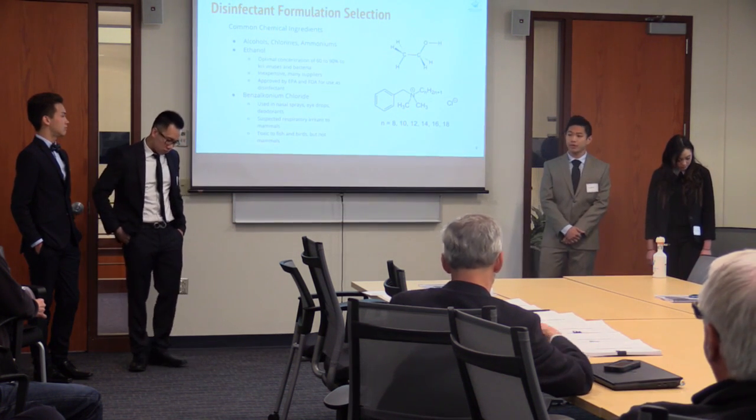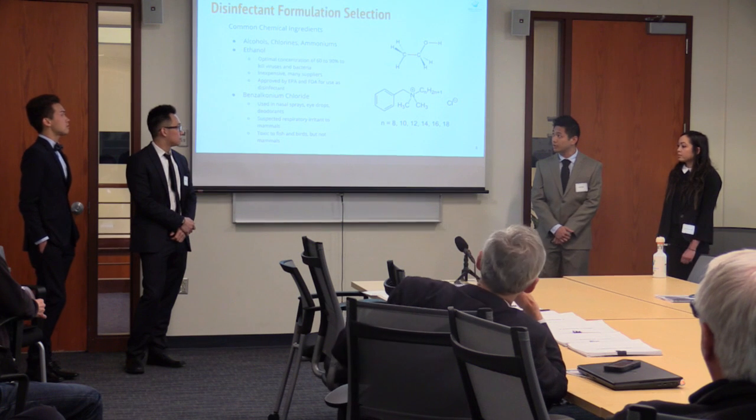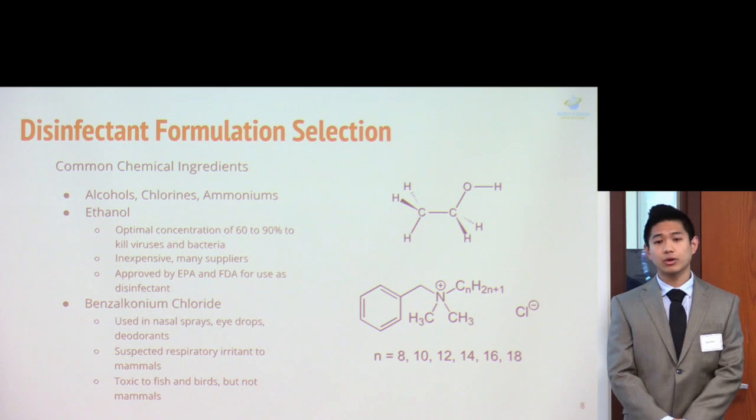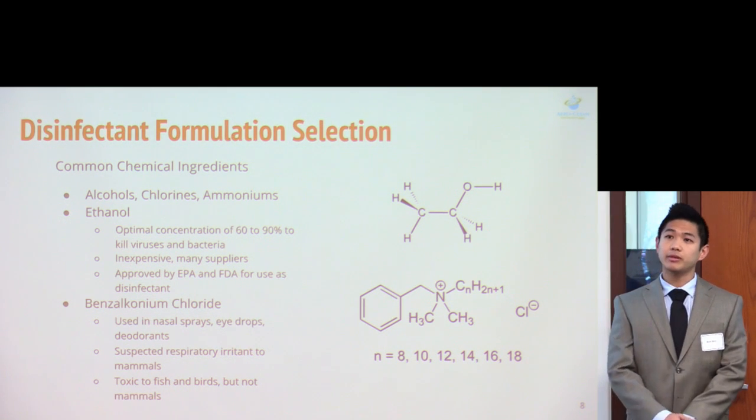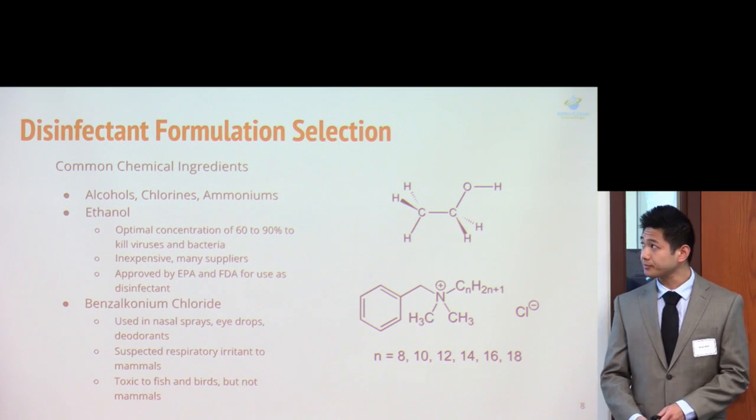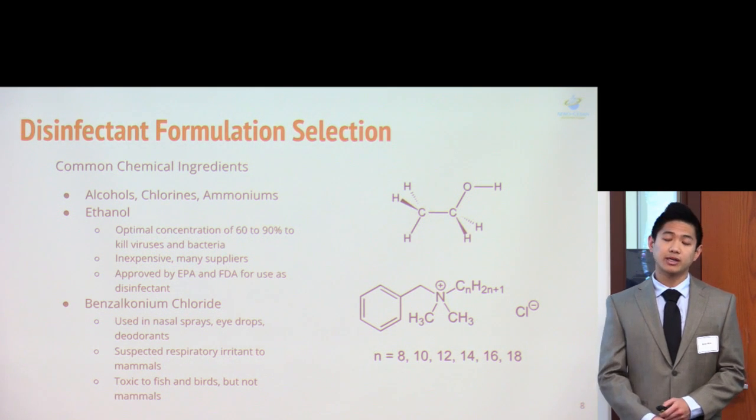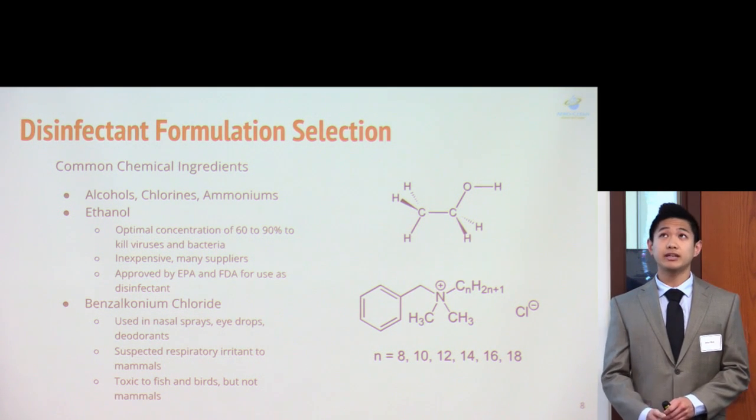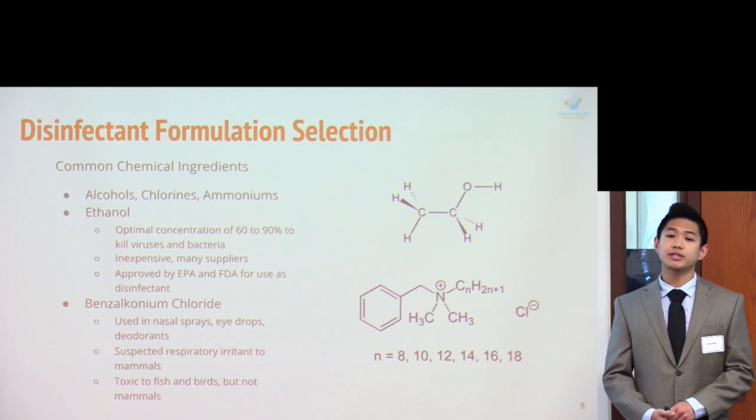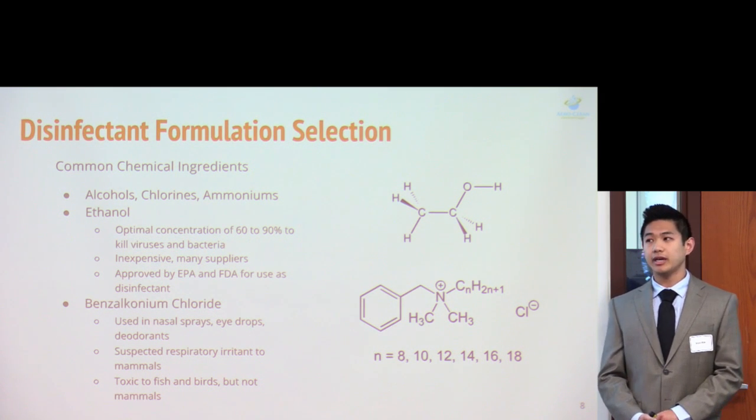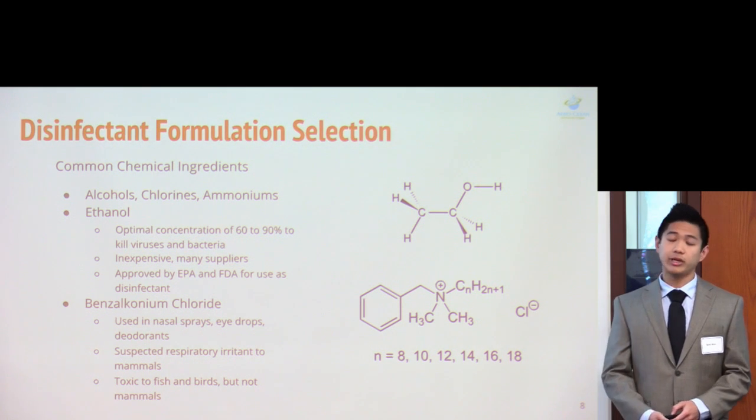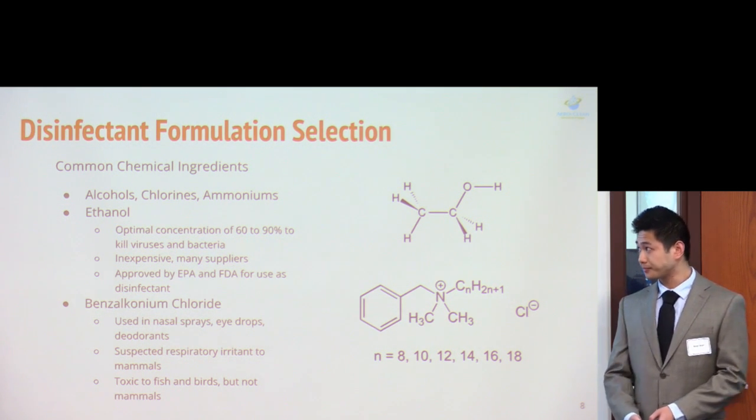So targeting our first design parameter of selecting a disinfectant solution, our initial research revealed that our competitors were utilizing alcohols, chlorines, and ammoniums. The most common chemical found was ethanol, usually in the range of 60 to 90% concentration. And this was because ethanol is widely studied and accepted as an inexpensive chemical used in bacterial and viral disinfection. Another thing to note is that ethanol is approved by the EPA and FDA as a disinfectant. Therefore, if we were to move on with ethanol, we would be able to bypass looking for their approval.